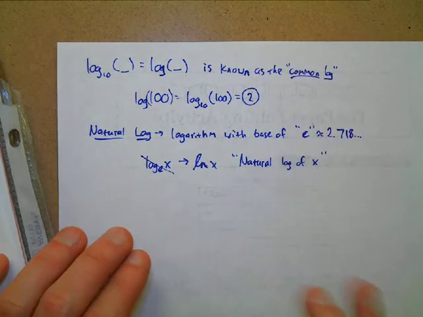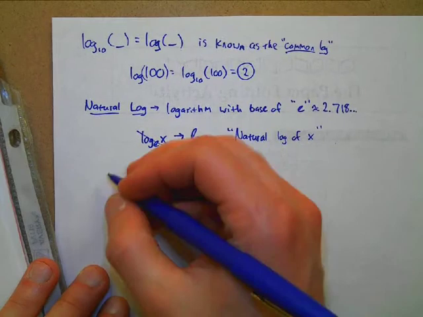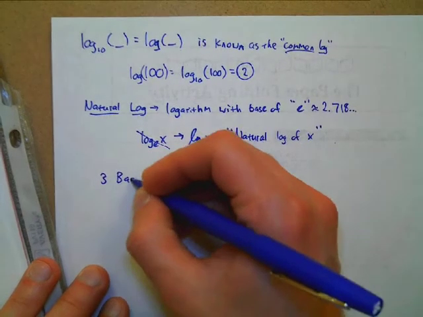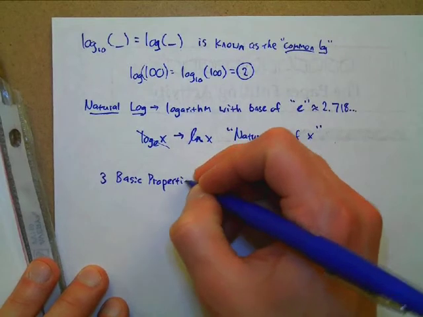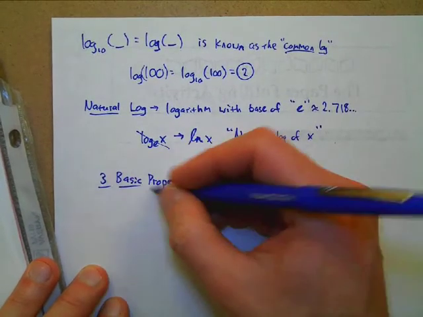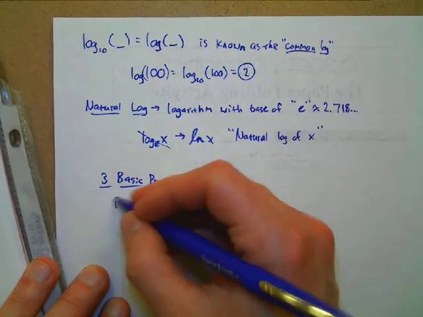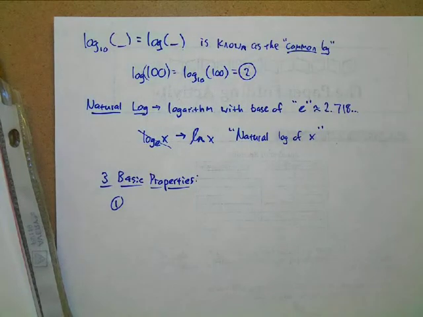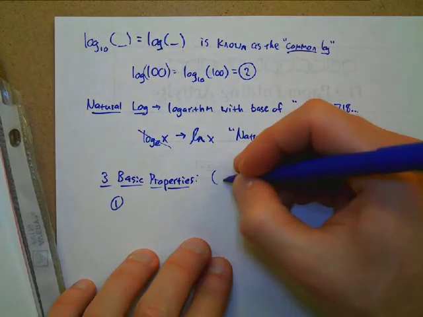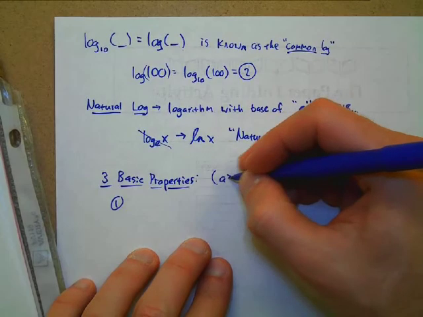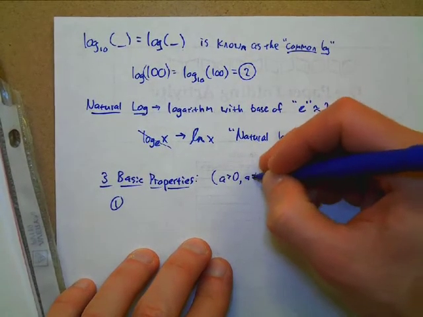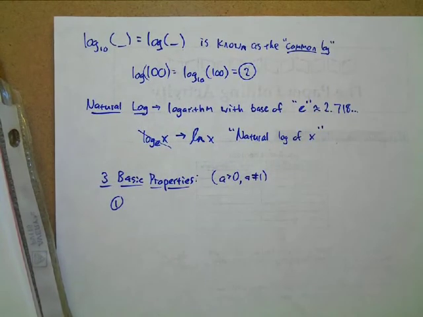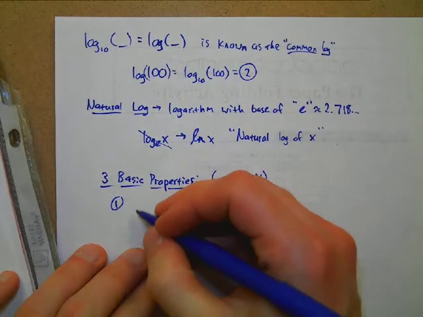Three basic properties. We're going to look at more advanced properties tomorrow or the day after. But for right now, we'll establish these three basic properties here. Number 1. So in general here, and this is for a greater than 0 and a not equal to 1. Here we go. Basic property number 1.